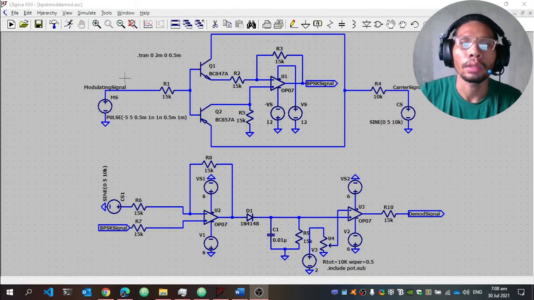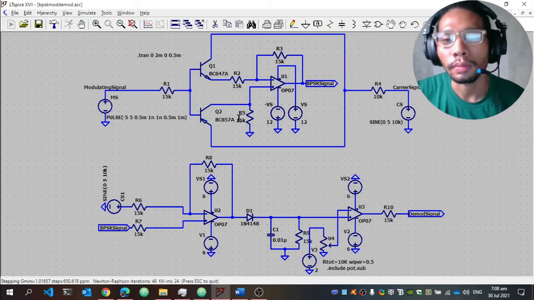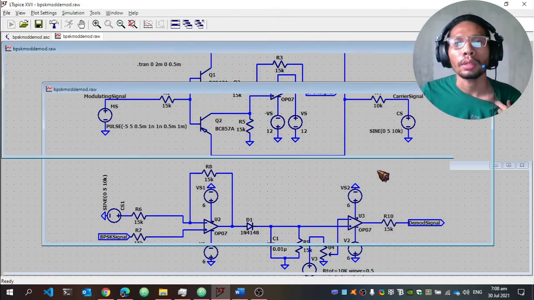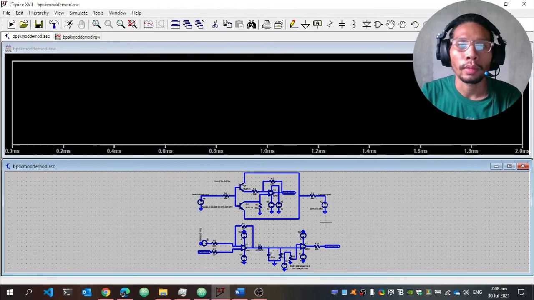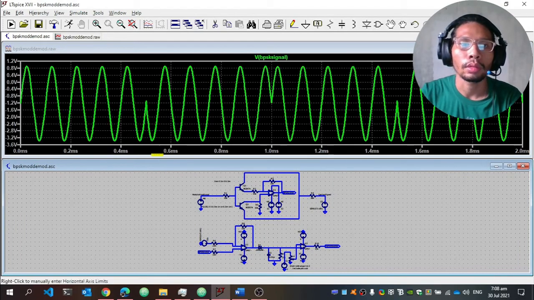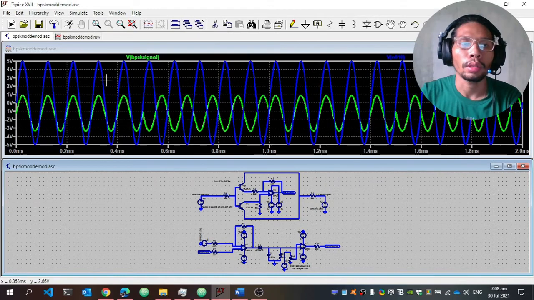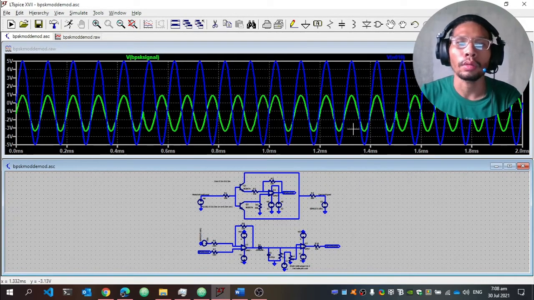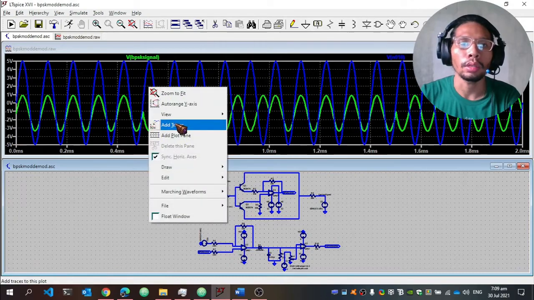So we can run the schematic by clicking the run button and again selecting the inputs for the demodulator circuit. This is the input, which is a BPSK signal, and this is the carrier signal, which is the blue sinusoidal wave. To differentiate between the modulating signal input and the BPSK demodulated signal, we need to add an additional plane.